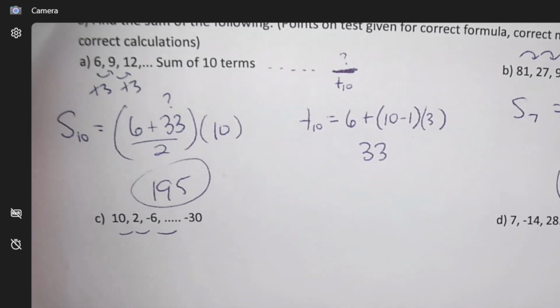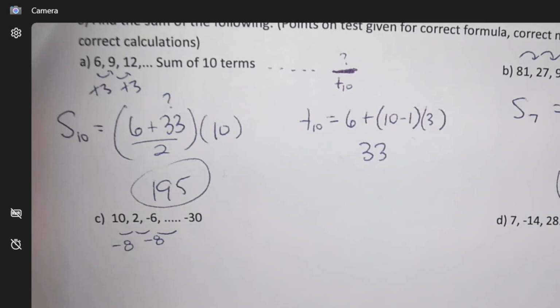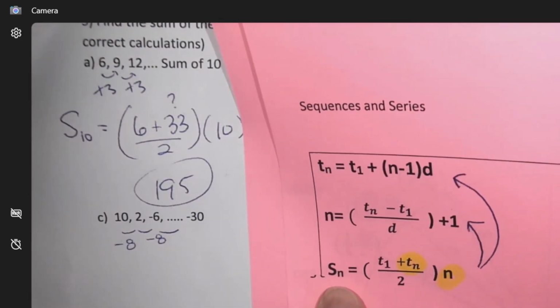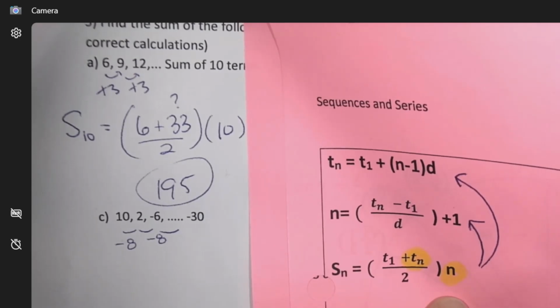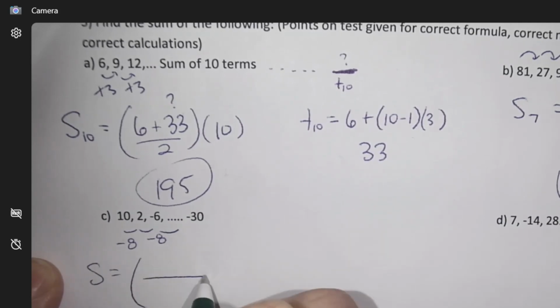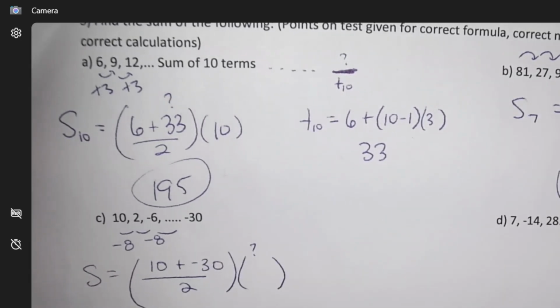Okay, so on C, I need you to figure out what's happening as a pattern. Is it arithmetic, geometric? What's the pattern? Looks like I would be moving down 8, right? Down 8, down 8, arithmetic. So here's my formula that I'm working with, and this is the tricky formula. This is the one that sometimes I'm missing something. So the sum equals the first term plus the last term over 2, times the number of terms.